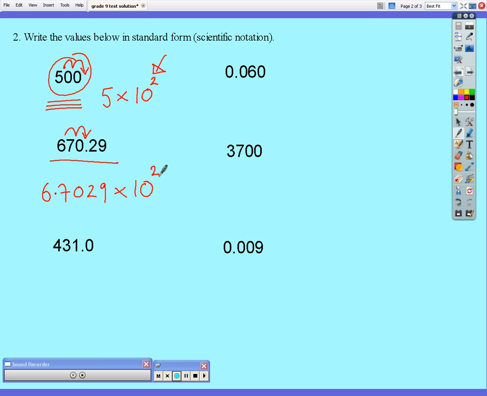Let's move to this one, 431.0. 4 significant figures. Our decimal point needs to go here to make a number between 1 and 10, multiplied by 10 to the power of, and we're going to move our decimal point 2 places again to give us that. 4.310 times 10 to the power of 2.